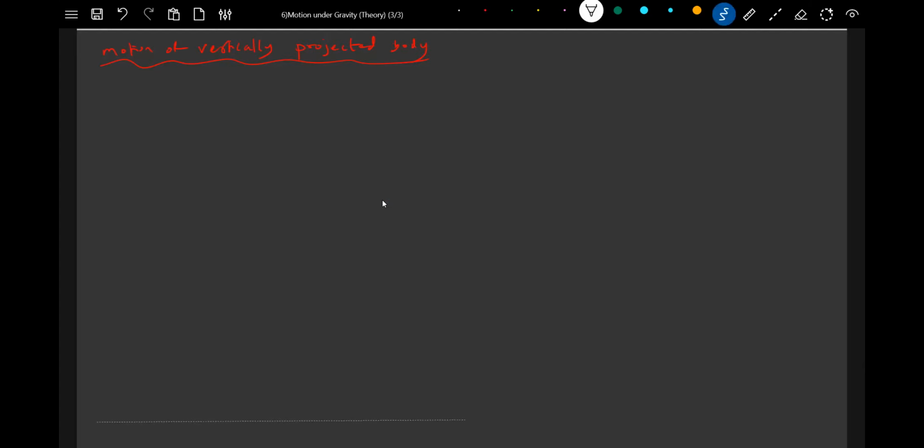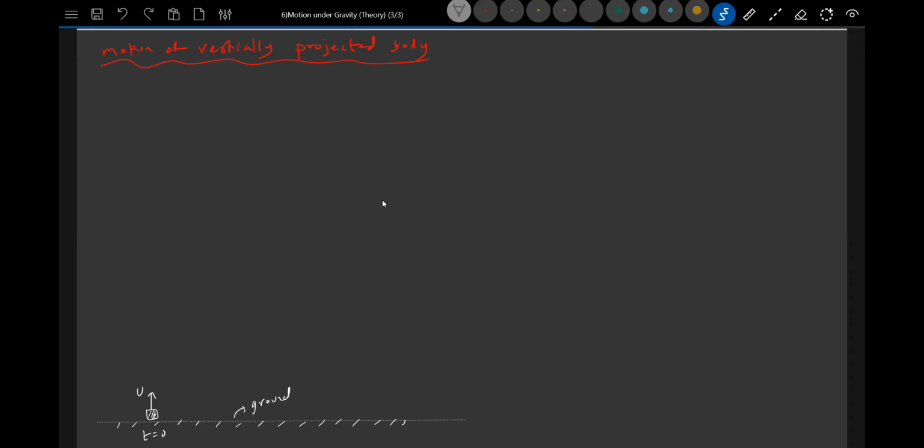Let me take this as the ground. Here I'm going to project a stone, or a ball, with a velocity u at t equal to 0. I'll project it with a velocity u from the ground. You just take some stone and throw it vertically up, or throw a ball. This object can be a ball or a stone.